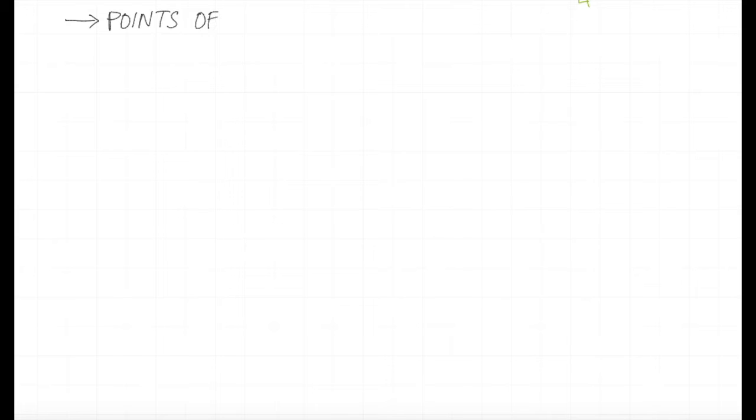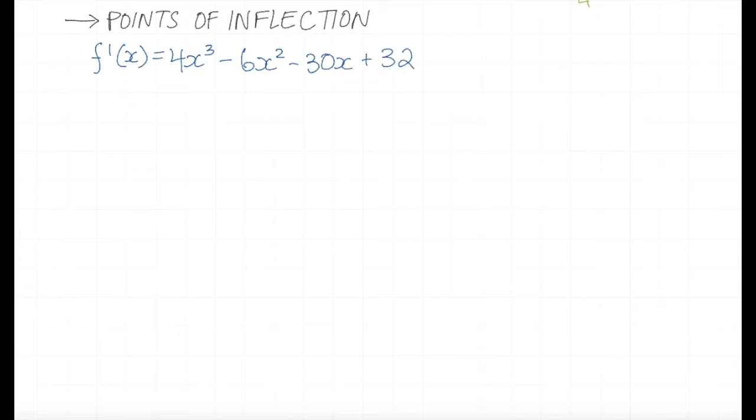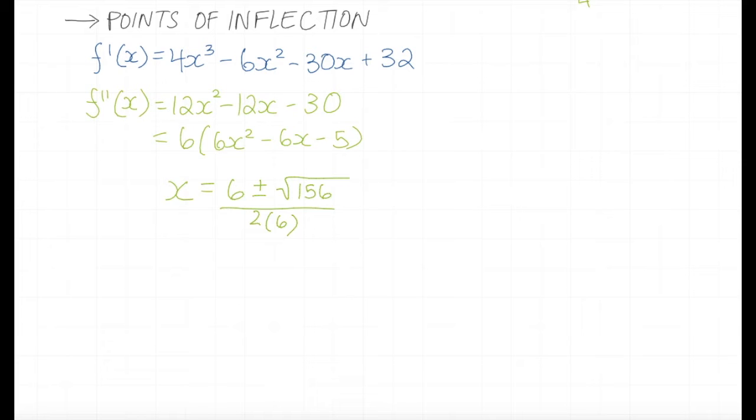Let us now look at potential points of inflection, and we do this by looking at f double prime of x. So we find the derivative of f prime of x. We obtain that our second derivative is 12x squared minus 12x minus 30. Factoring out the 6, we get 6 times (6x squared minus 6x minus 5), which is also unfactorable, and so we use our quadratic formula to obtain that x is equal to 3 plus minus root 39 over 6.